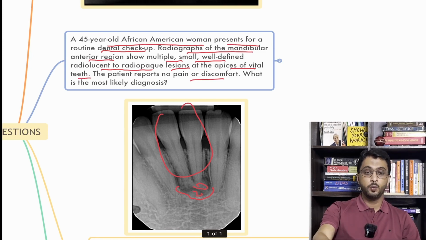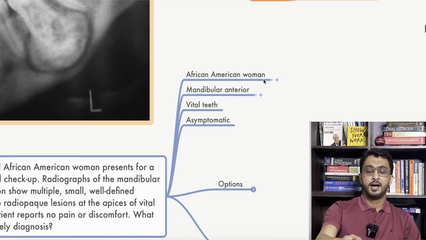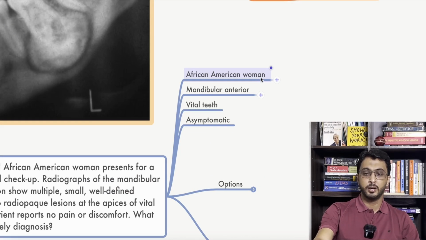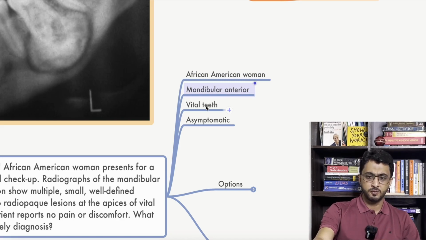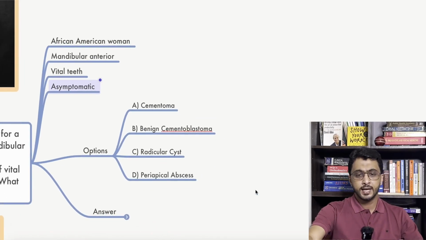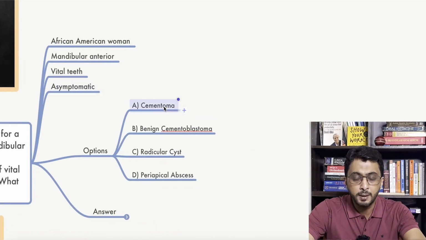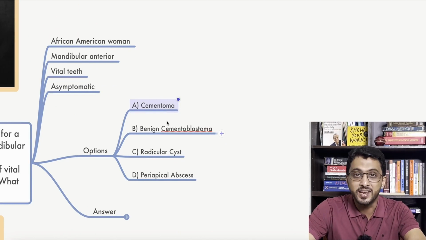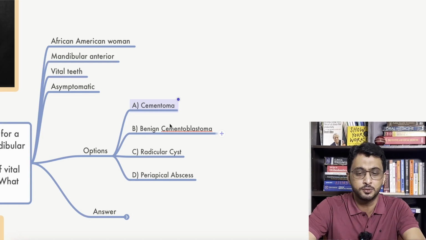So what's the key point going to be here? African American woman, a very important key point. Mandibular anterior region. I'm sure many of you already know this answer because this is a very common question. Vital teeth, asymptomatic. If you look at the options, it can be cementoma, which is periapical cemental dysplasia, which is actually the answer. All these features point to that.